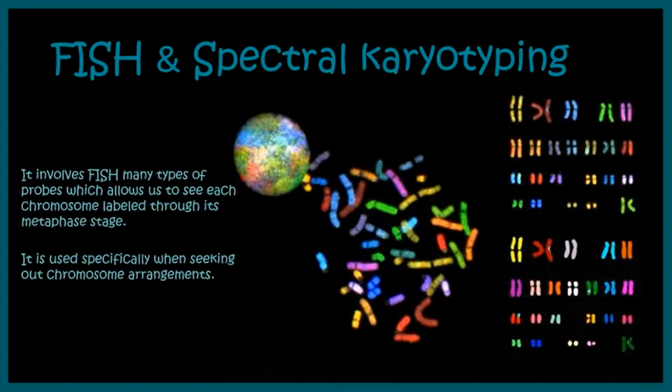So FISH can also be used for spectral karyotyping. Karyotyping is the process by which we evaluate the chromosomes present in an individual cell. There are three basic techniques, basic processes by which we do karyotyping. There we are going to see the size of the chromosomes.